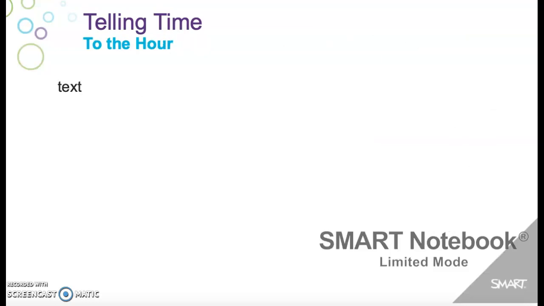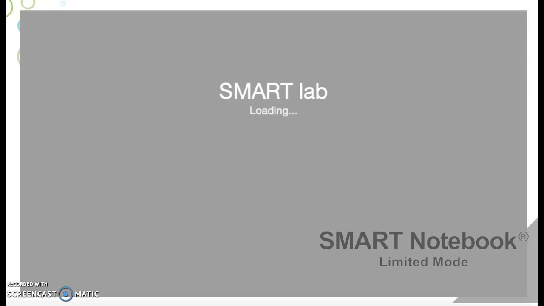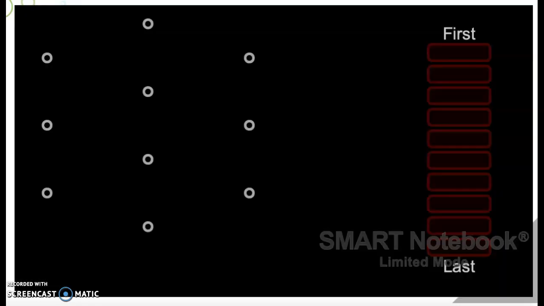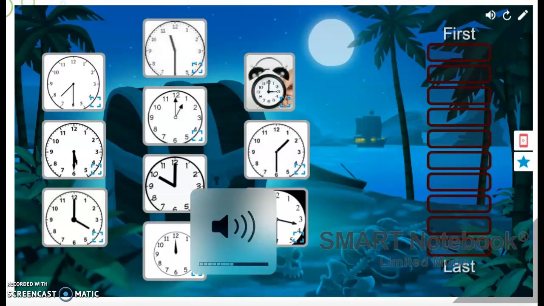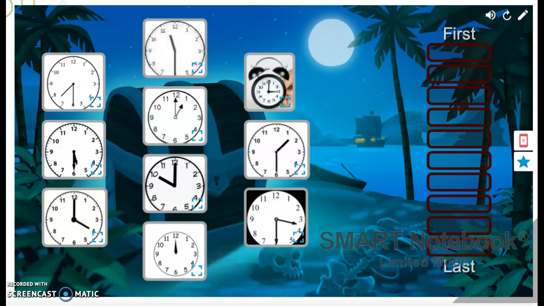All right, we're going to play a little bit of a game. Waiting for it to load. And there is some noise in the background, so I'm going to lower my volume a little bit. It's supposed to represent the water, and you can hear like the water lapping.